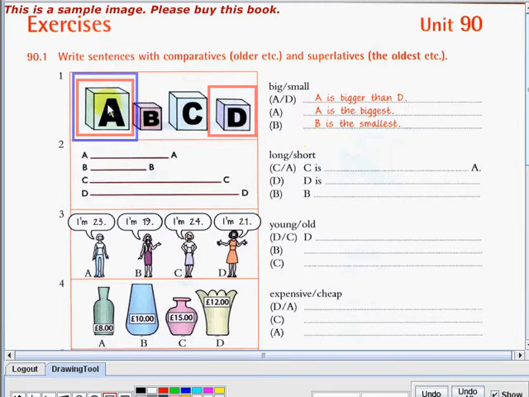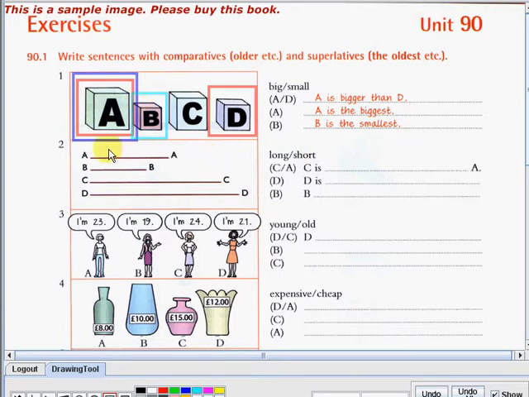A is the biggest. And how about for the last number for this number 1? What is your sentence for letter B? You were right. B is the smallest, right? A is the biggest. C is the second biggest. D is the third biggest, and letter B is the smallest, right? Now let's go to number 2.